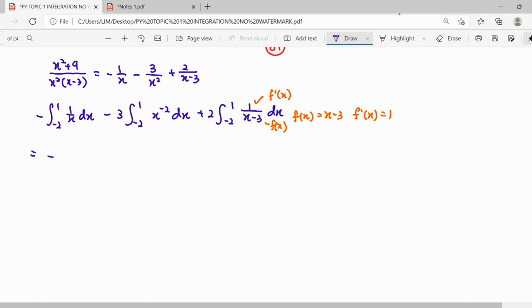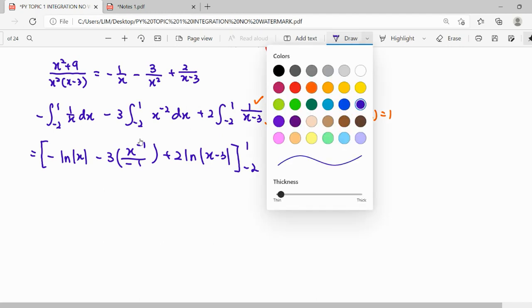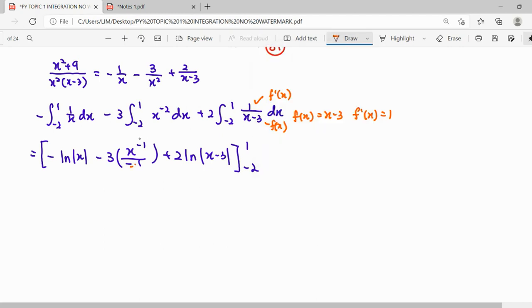Therefore, we get negative, integrate 1 over x, we get ln, so we put modulus. Okay, then minus 3 for this part will be power plus 1 over new power. And then for this part, 2 ln of the function x minus 3. So now I combine everything together because they have the same limits, upper limit 1, lower limit -2. Okay, I combine it together. So simplify it. Okay, this negative, I can simplify it.